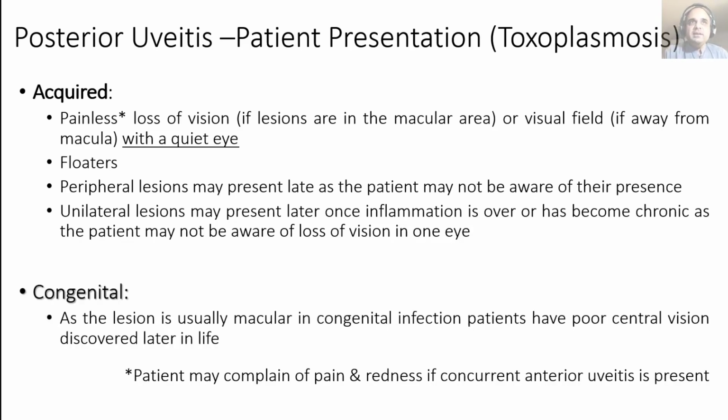Congenital is something that's usually central and does affect vision, but since this is a congenital lesion, it only becomes apparent later in life, when the patient becomes an adult, or at least adolescent age, old enough to appreciate that vision in one eye is poor.